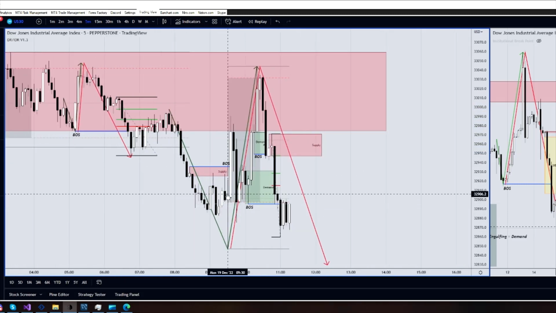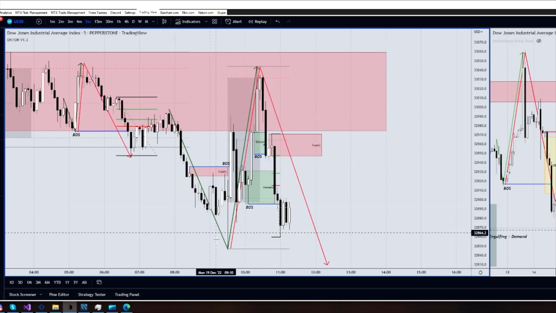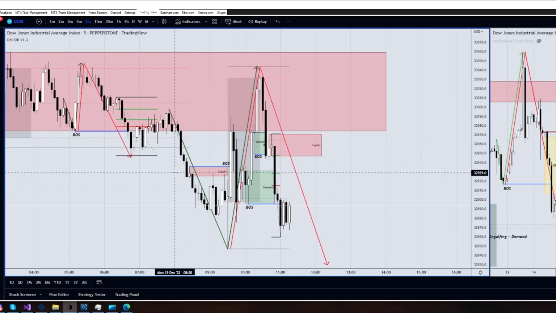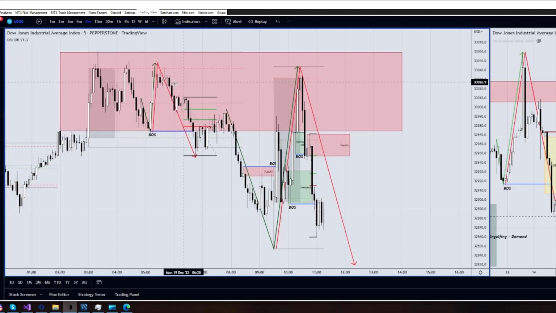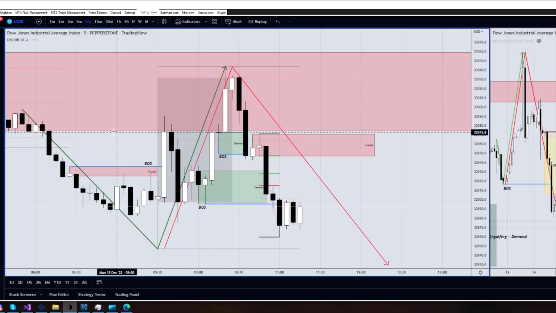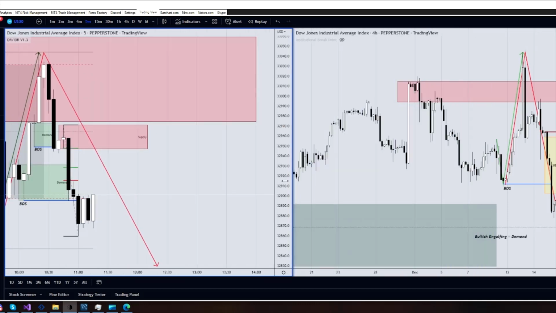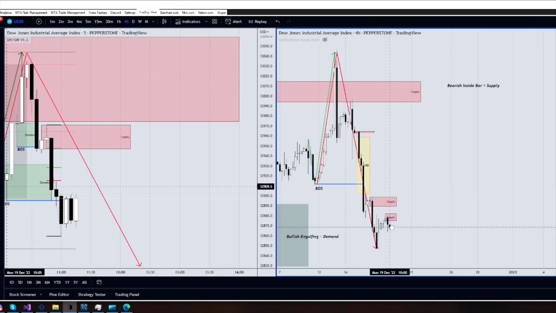Coming into 9:30, it sets up the RDR range and the IDR range here. So what do we have? We have again a market maker buy model form as it comes back into the supply zone on the higher time frame. So this is the first touch, if you want to say that. Let me just drag this across a minute. So you can see just down by here the supply zone, and it was the first touch, and it did form this bearish pin bar.